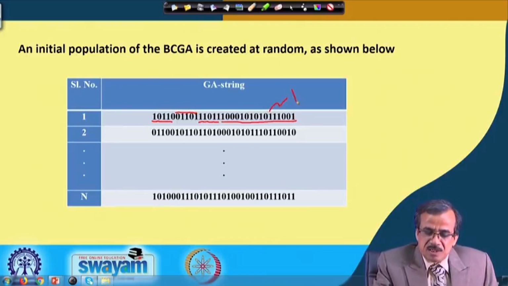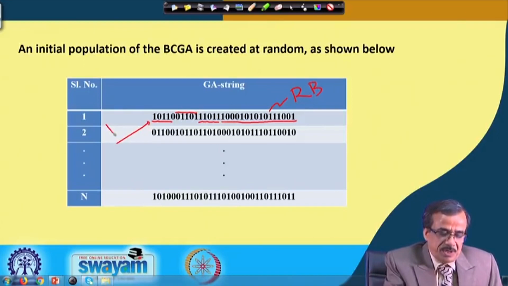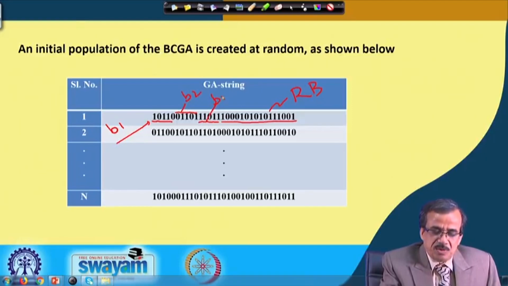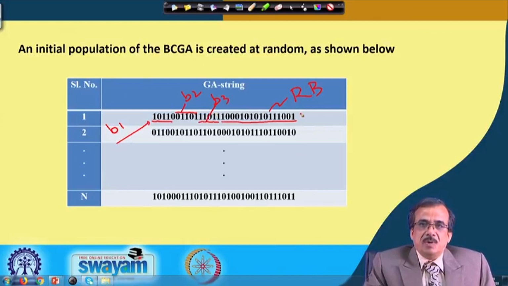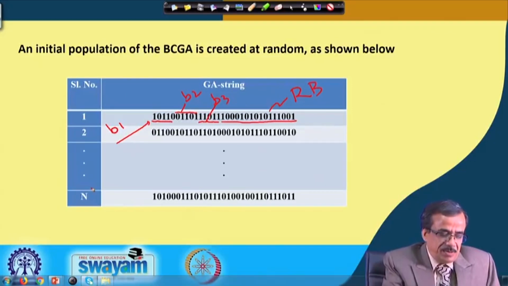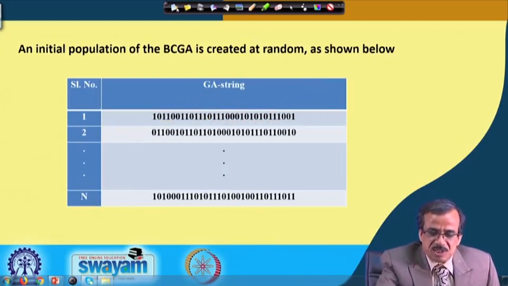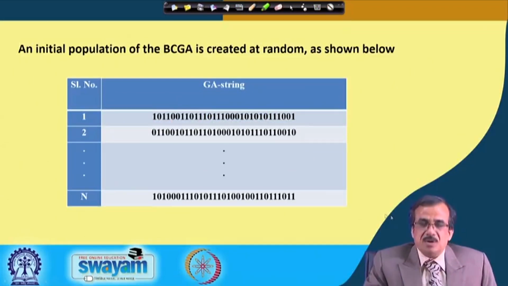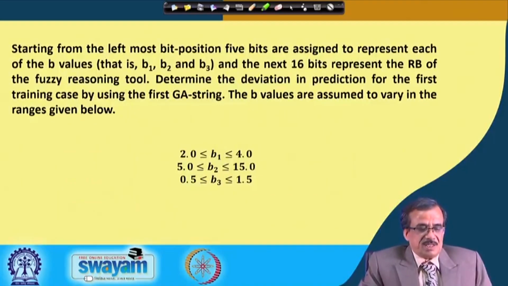So, the rule base is represented by these 16 bits. This is going to represent B1, this is going to represent B2 and this is going to represent B3, and the GA string will be 31 bits long. And similarly, we have the whole population of solutions generated at random. Now, let us see how a GA can optimize that particular database and the rule base.